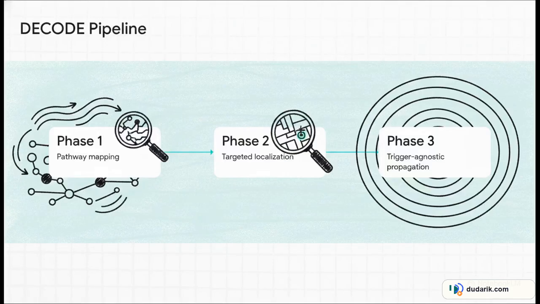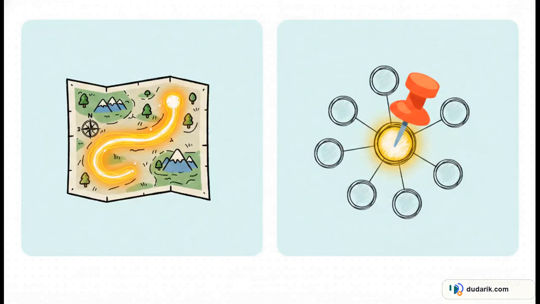The DECODE pipeline breaks this whole thing down into 3 distinct phases: pathway mapping, targeted localization, and trigger-agnostic propagation. Let's see how these actually work under the hood. What's really fascinating here is the sheer surgical precision of it. In Phase 1, pathway mapping, the method identifies exactly which neuron groups activate exclusively under unimodal triggers versus multimodal triggers. And they do this through forward-pass profiling across controlled input variations.